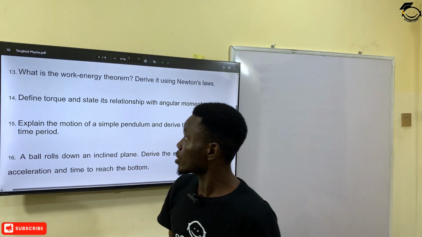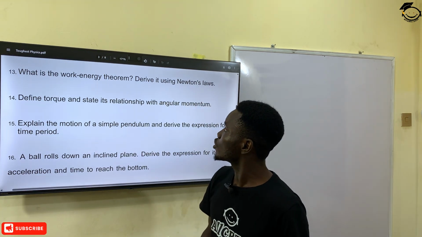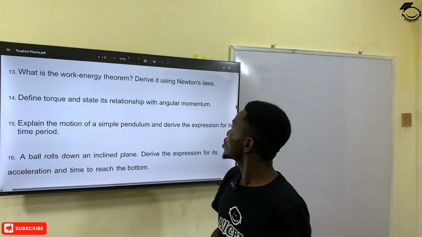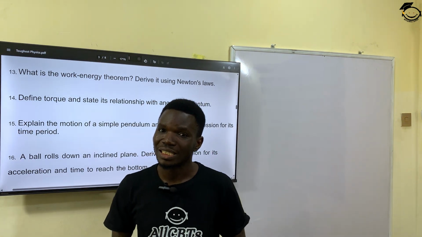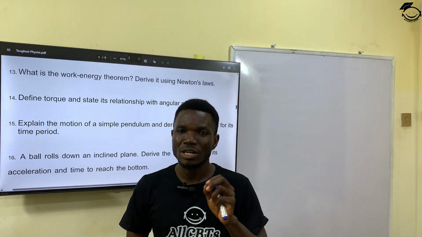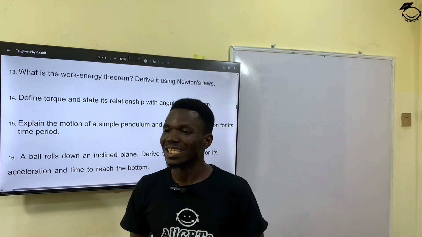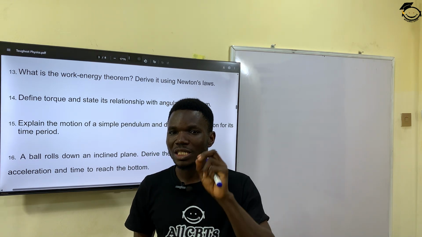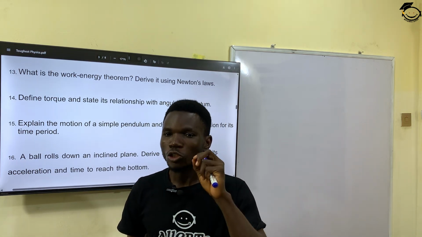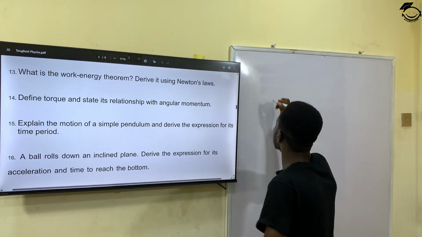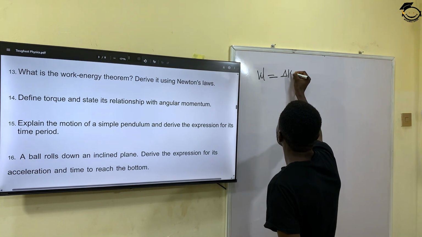So that takes us to question number 13, which says, what is the work energy theorem? Derive it using Newton's laws. So the work energy theorem is simply saying that work is directly proportional or equal to the change in kinetic energy. So work done is directly proportional to what? Change in kinetic energy, or is equal to change in kinetic energy. So what that is simply saying is that work done is equal to change in KE.